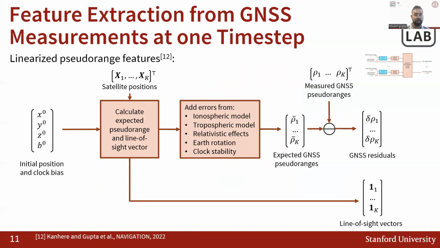Our feature extraction module is based on linearized pseudorange model features which were proposed in our previous work. Starting from the initial position and clock bias, we combine the satellite positions to calculate expected pseudorange and line of sight vectors. Then add errors from the known models of ionosphere, tropospheric errors, relativistic errors, earth rotation, and clock stability to produce expected GNSS pseudoranges and difference them with the measured values of the pseudoranges to produce residuals. These GNSS residuals and line of sight vectors are then used as features for the subsequent module.